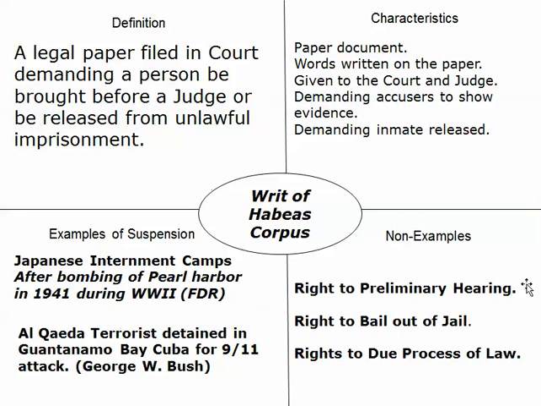Non-examples are due process rights, of course: right to a preliminary hearing with a judge in the court, right to bail out of jail, right to due process of law. So that's what a writ of habeas corpus is, and these are examples of a suspension of habeas corpus.